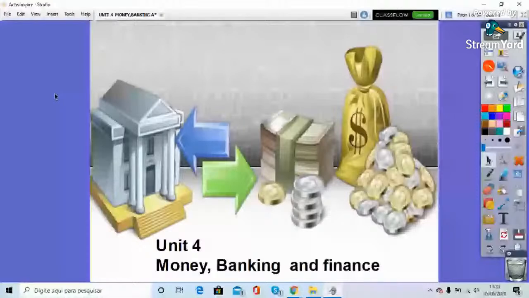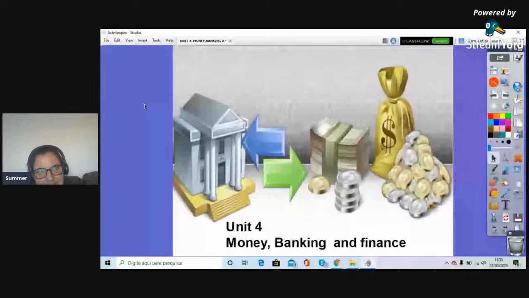We're moving on to Unit 4, talking about money, banking, and finance. Chapter 1. Let's see, what is money exactly? As we all know, money is a good that is widely accepted for exchange. And money can be anything that acts as a medium of exchange. It's something that is accepted by all parties as payment for goods and services.